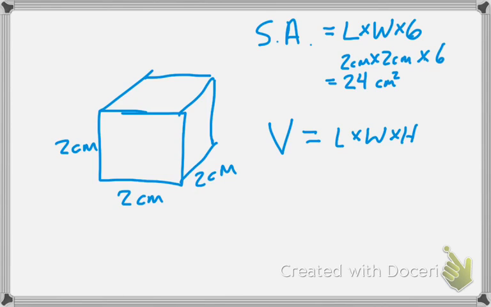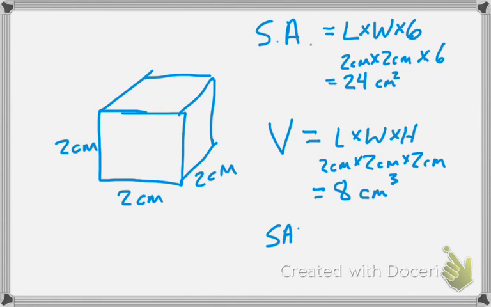Here we go. So that's going to be 2 centimeters times 2 centimeters times 2 centimeters. So I'm going to take 2 times 2, that's 4, times 2 is 8. So my volume is equal to 8 centimeters cubed. Okay, now if I want to do surface area to volume ratio, surface area to volume ratio is going to be the same thing as surface area divided by volume.